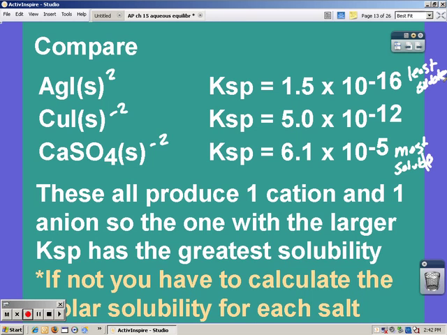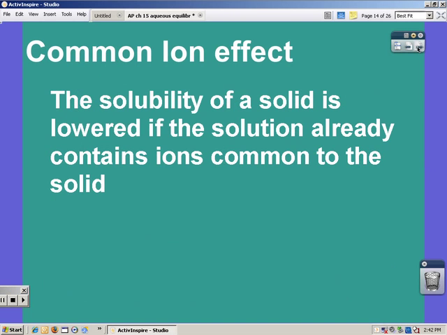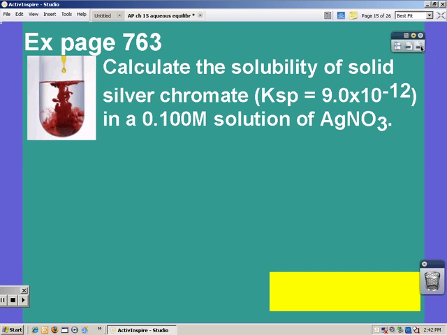If they don't all break up into the same number of particles, you have to calculate the molar solubility for each salt. The common ion effect is the same thing that we've seen previously in this chapter, where the solubility of the solid is lowered if the solution already contains ions common to that solid, because it's going to shift left.